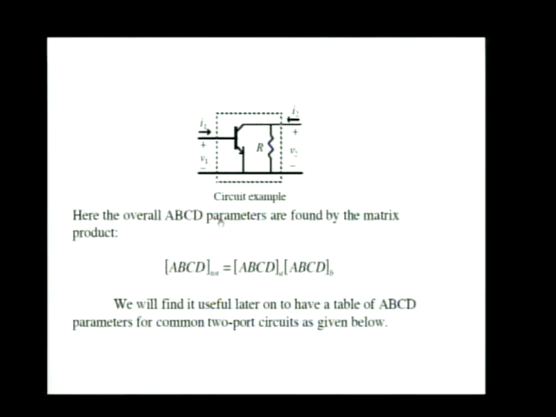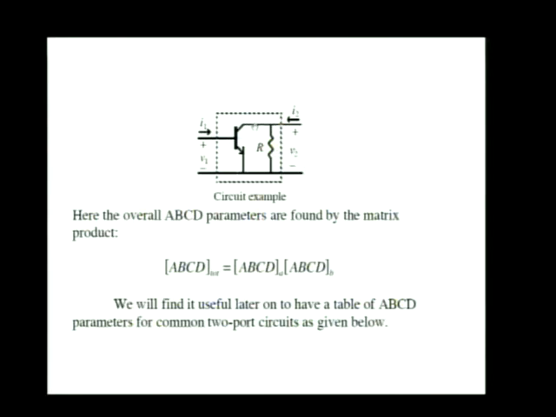Here's a simple circuit example. A resistor shunt connected to the collector of a transistor. So here's two-port A, here's two-port B, the resistor. Cascade interconnected.